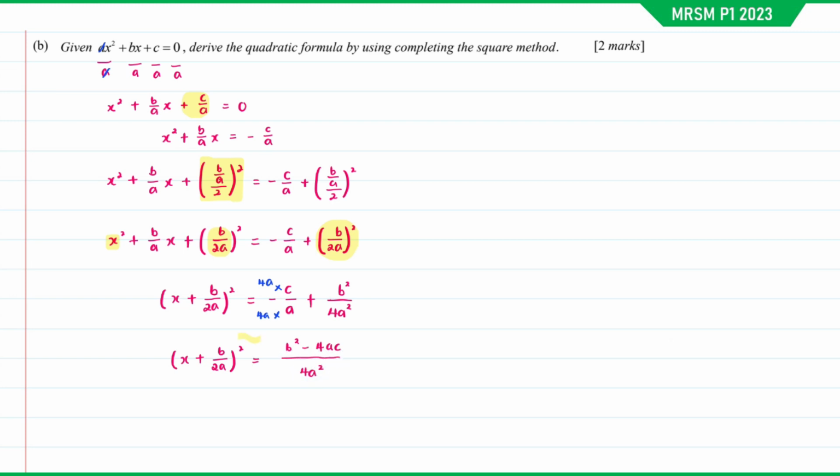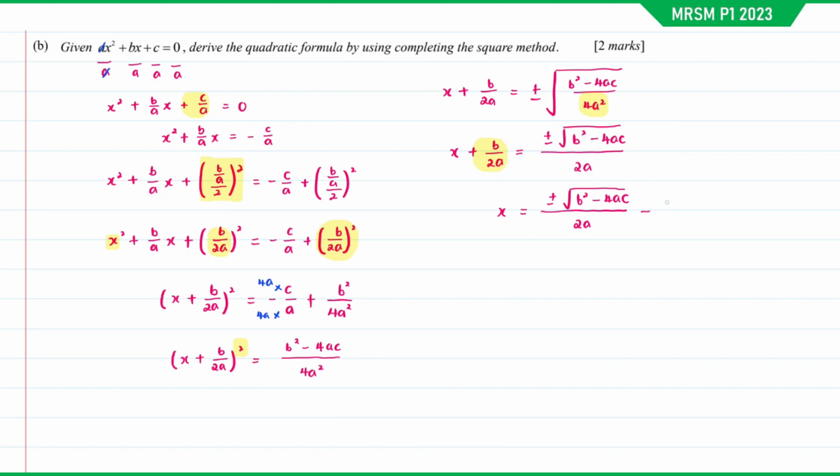squared. So next, we want to move the square to the other side. It will be plus minus square root b squared minus 4ac over 4a squared. The square root of 4a squared will be 2a. Then this will be plus minus square root b squared minus 4ac over 2a. Next, move the b over 2a to the right hand side. It will be minus b over 2a.